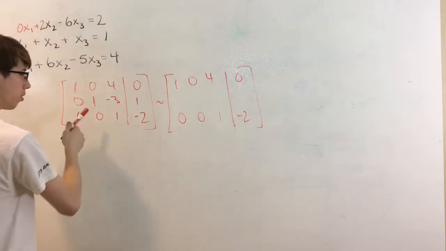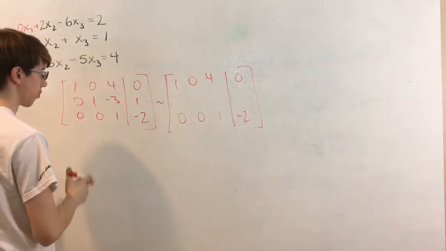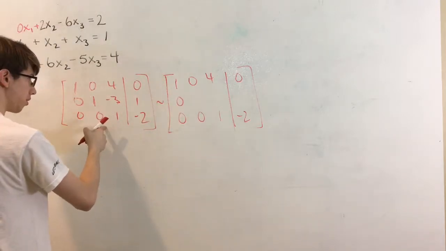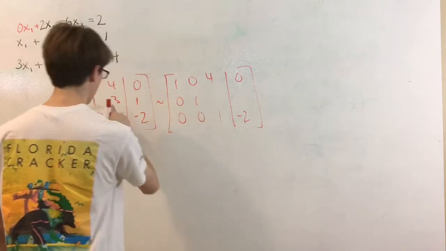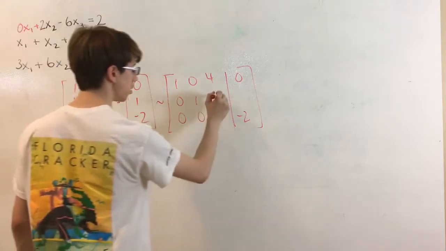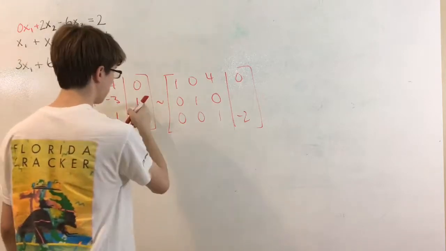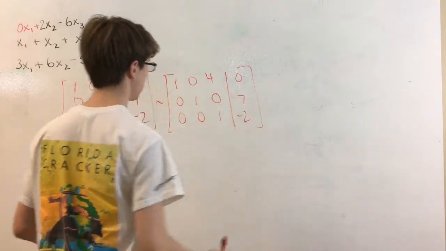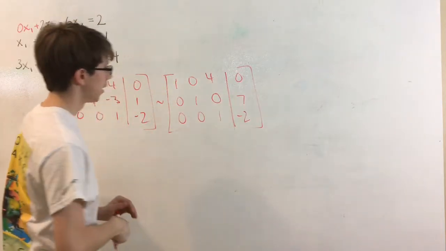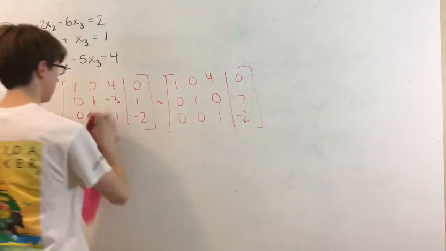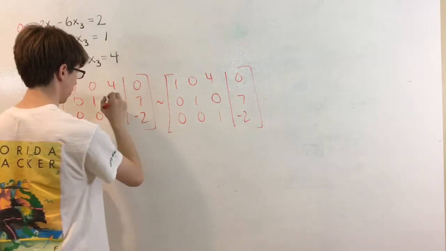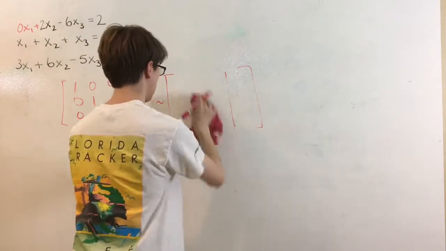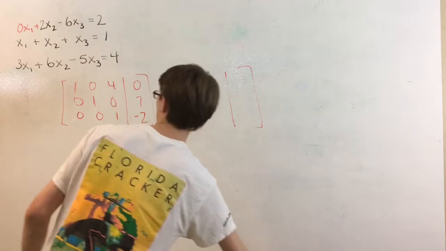So we'll do row 2 plus 3 times row 3. So that's 0 plus 0, that's 0. That's 1 plus 3 times 0, so that's 1. And then -3 plus 3 times 1, we get 0. And then 1 plus -3 times -2, that's 1 plus 6, that's 7. All right. Now we just have this one term left. And as soon as we get rid of that term, we will be in row reduced echelon form.